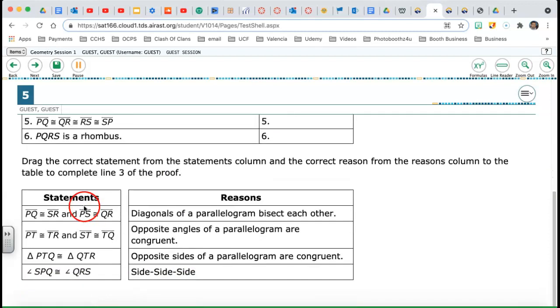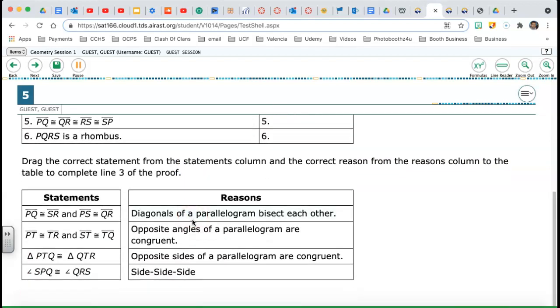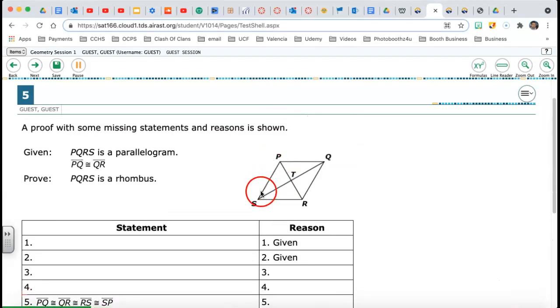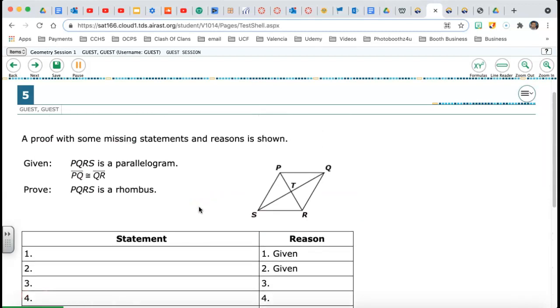All right, so let's see the statements. PQ congruent to SR, all right, the bottom and the top are congruent. Makes sense because that's a parallelogram. PS congruent to QR. That makes sense because opposite sides of a parallelogram are congruent. Remember, this is a parallelogram, so opposite sides are congruent. That makes sense. So this answer makes sense. PT congruent to TR. Oh, the diagonals being bisected.